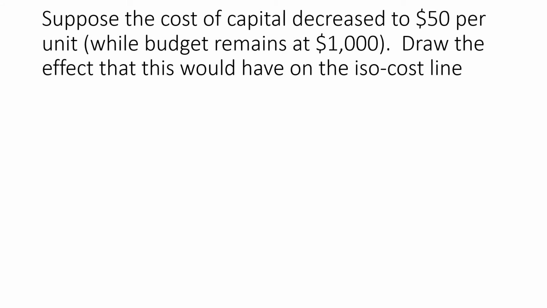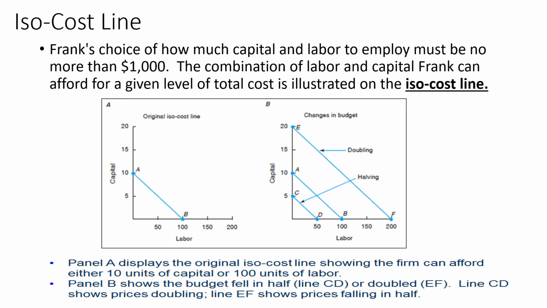Draw the effect that this would have on the ISO cost line. So go ahead and make that change in your notes as well. This summarizes the first two examples that we did. So if the budget doubles, the ISO cost line is going to shift to the right, and each of the extreme points are going to double.